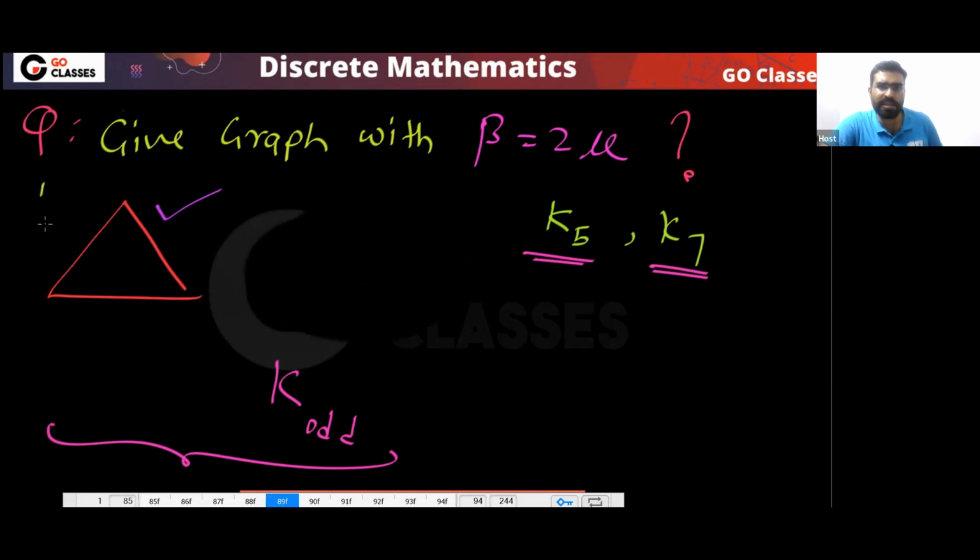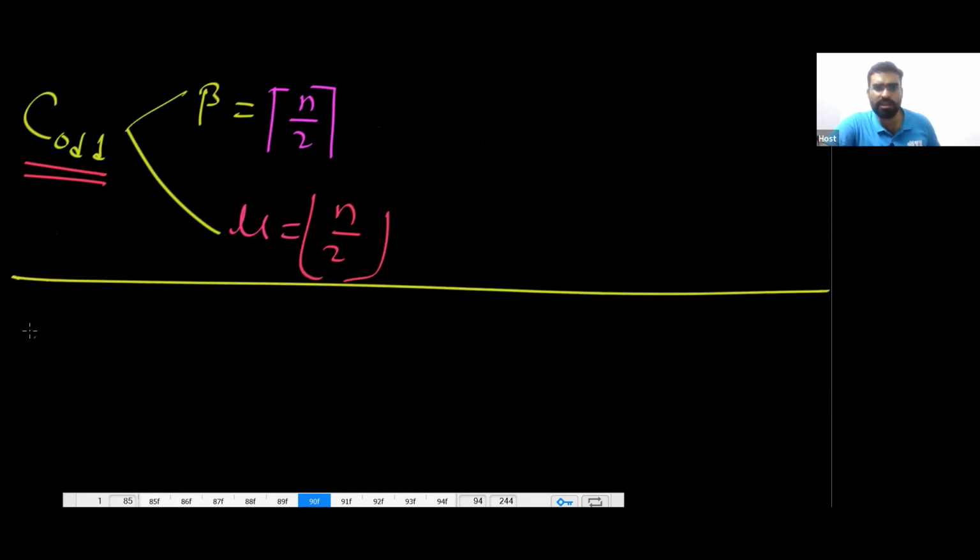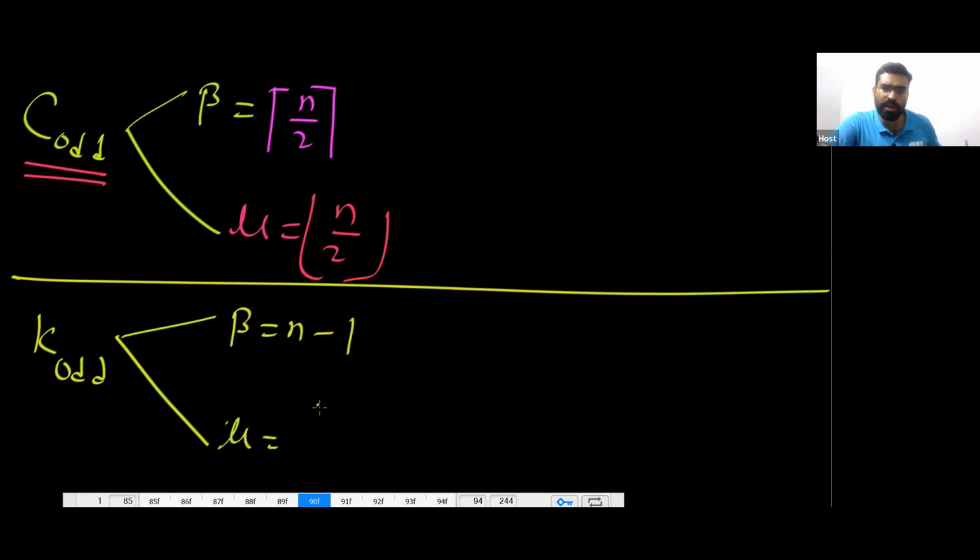Basically I can say K3, K5 and so on, these you can take. So this C odd will not work, but K odd will work. For K odd, beta will be n minus 1, and mu will be n by 2 floor. So here it will happen.